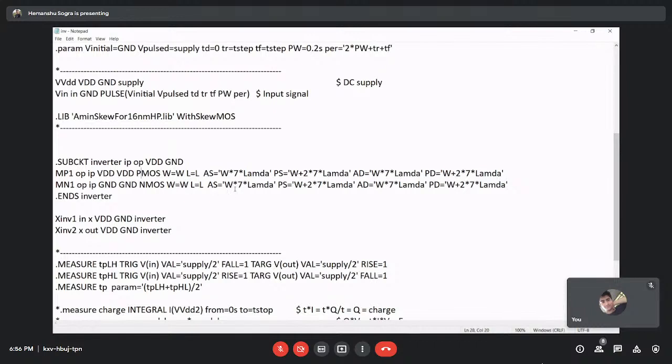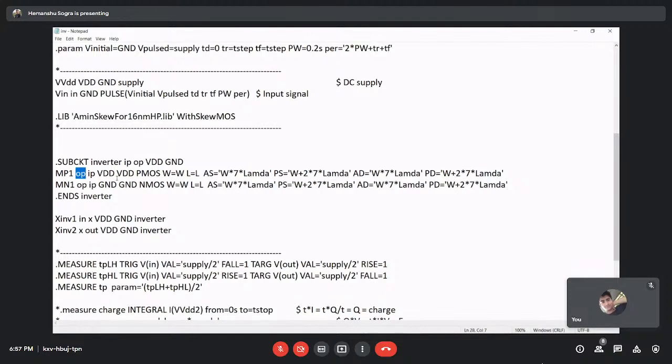IP and OP are not code, it's just a name. It's a node name. You see, OP is written here, and IP is written here too. It's a node name, so it's easy for you also. You can give the 4 node names there, right? Then VDD and ground.